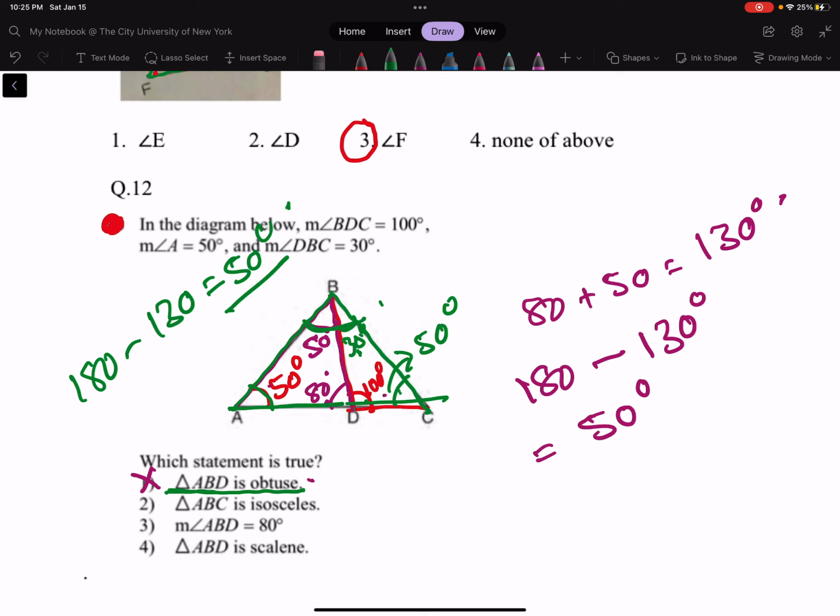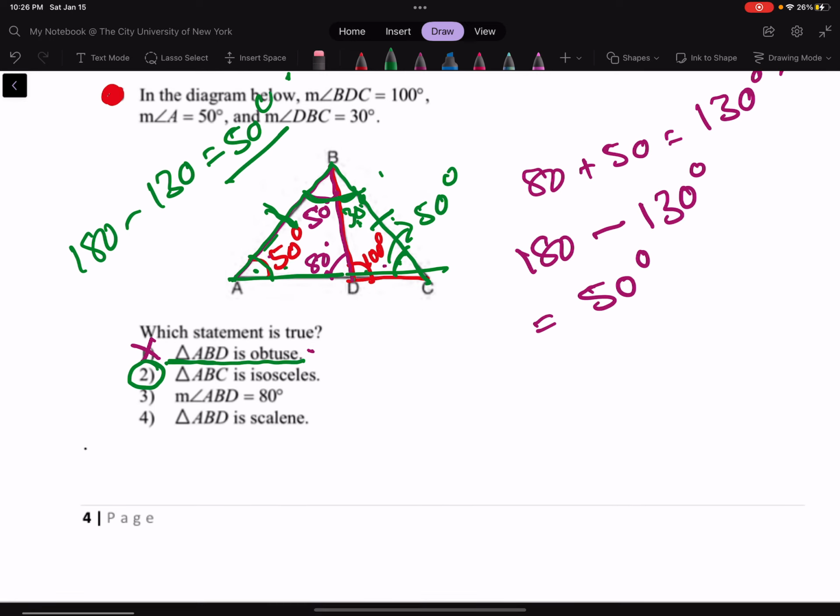Now you see this is 50, this is 50. This means AB, opposite of C, is AB in the triangle ABC, and opposite of A is BC. So these two sides are congruent. So obviously triangle ABC is isosceles. And since it's isosceles, we don't have to consider the other statements because this statement holds true.